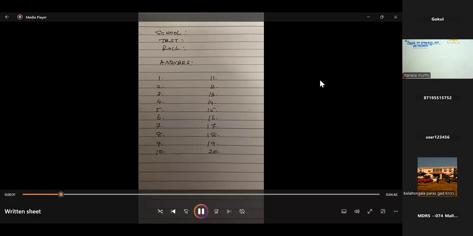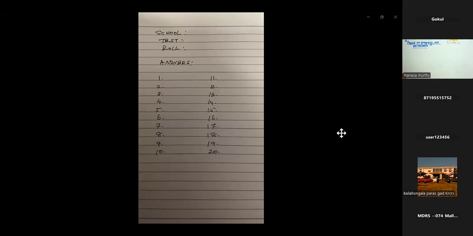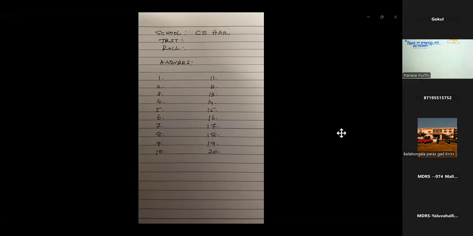First thing should be school. You have to manually write school, and write everything in big capital letters. School, then after that, for example, I write CS Hara Hua. This is an example only. You should write your school name. It should be only in English, only in capital letters, and in big letters.